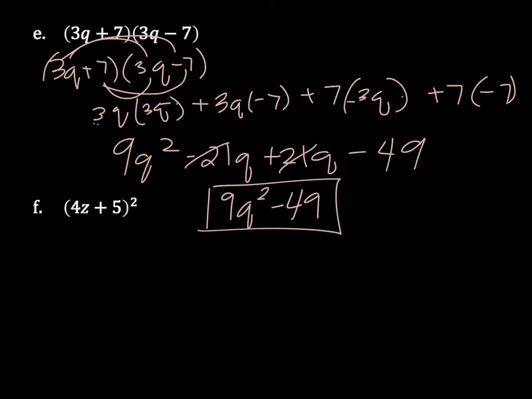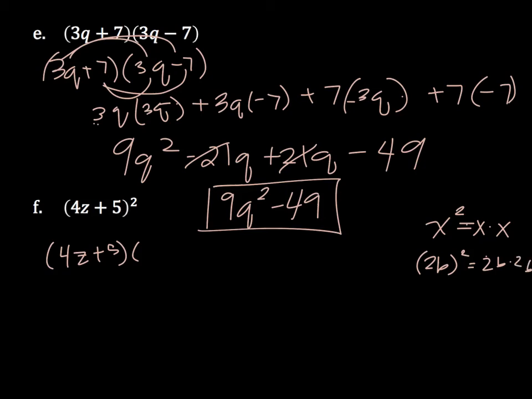Okay, and you'll see this, we have the same numbers but different signs. The middle terms are going to cancel each other out. Okay, this one we have 4z plus 5 squared. If I had x squared, I know that's x times x, right? If I had 2b squared, that's just 2b times 2b. So 4z plus 5 squared is 4z plus 5 times 4z plus 5. And then from there, I'm going to FOIL.